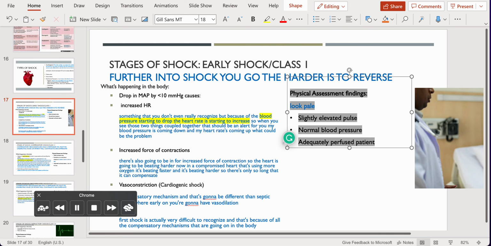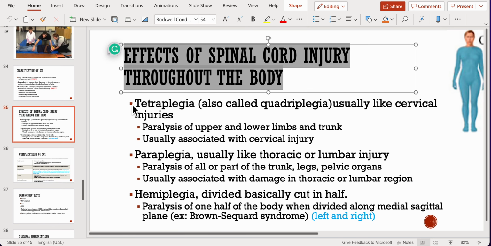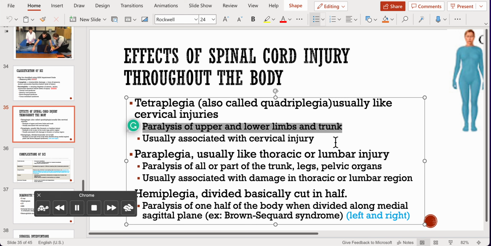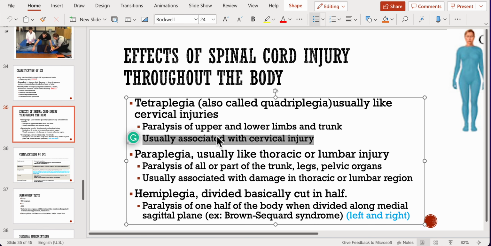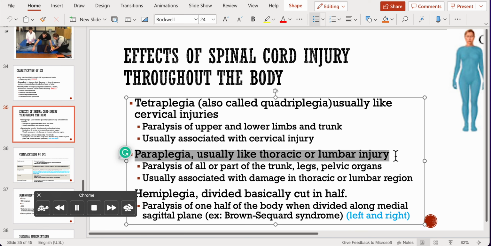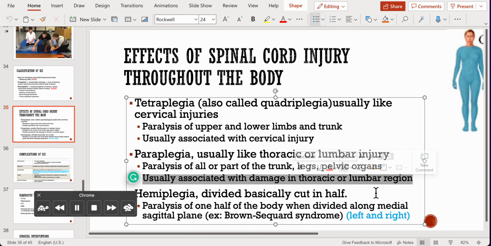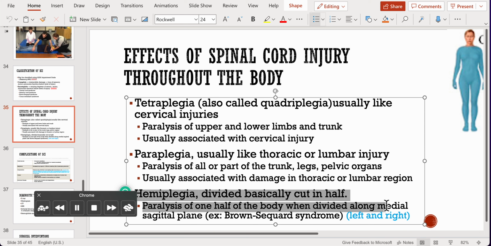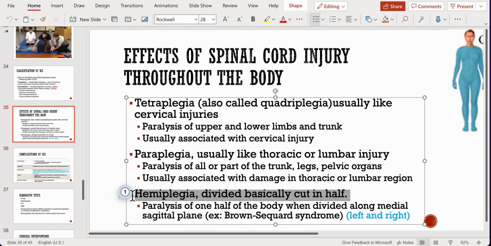So spinal cord injury throughout the body. Tetraplegia, also called quadriplegia, usually like cervical injuries. Paralysis of upper and lower limbs and trunk. Usually associated with cervical injury. Paraplegia, usually like thoracic or lumbar injury. Paralysis of all or part of the trunk, legs, pelvic organs. Usually associated with damage in thoracic or lumbar region.